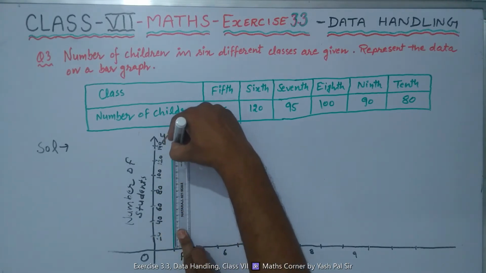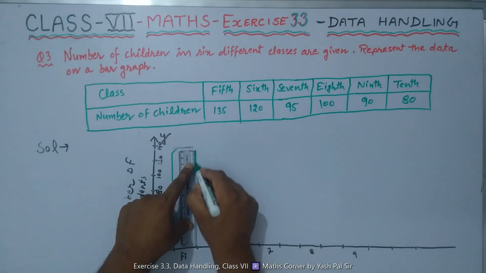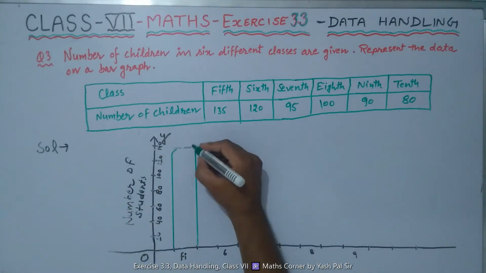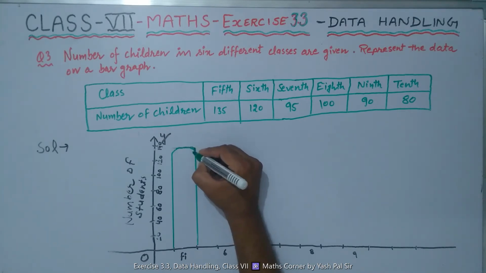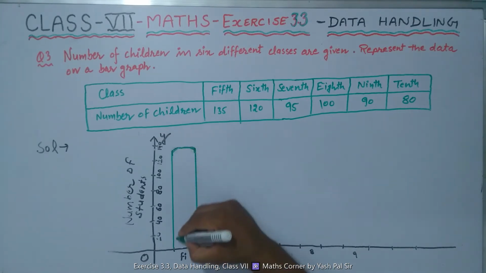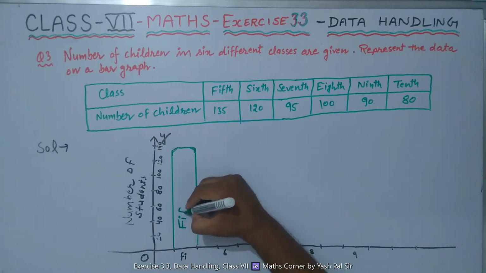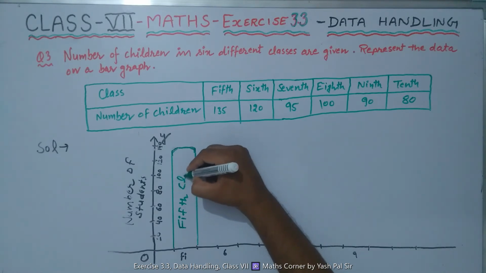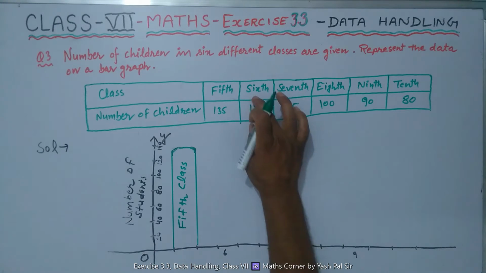This is the perpendicular line. From here also, so this one is representing the bar graph for class 5th students. We can write here 5th class. Okay, next class is 6th class.